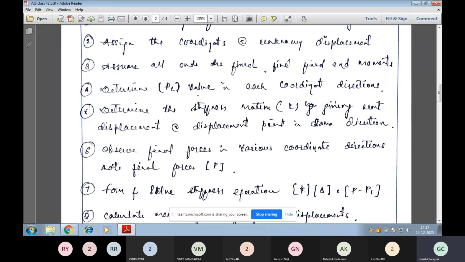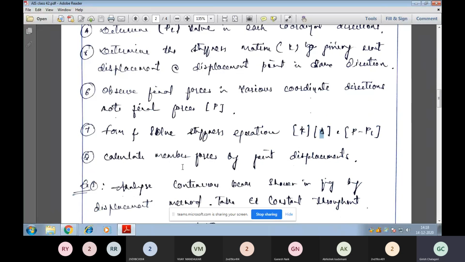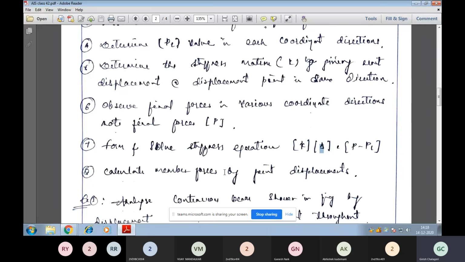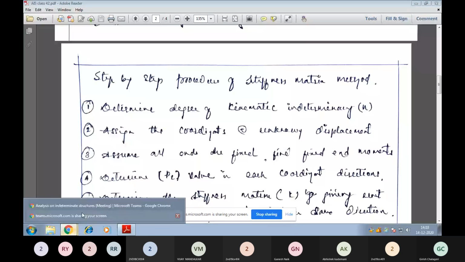Once you know the P value, the PL value, and the stiffness K, form and solve the stiffness equation. That is K delta is equal to P minus PL. K is known, P is known, PL is known, only delta is unknown here, the displacements. Then calculate the member forces by using the joint displacements. So these are the steps we need to follow while finding the unknowns in the stiffness matrix method.